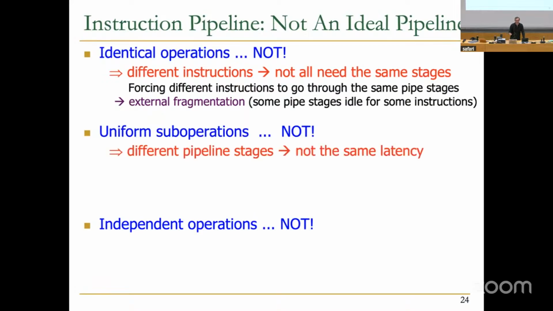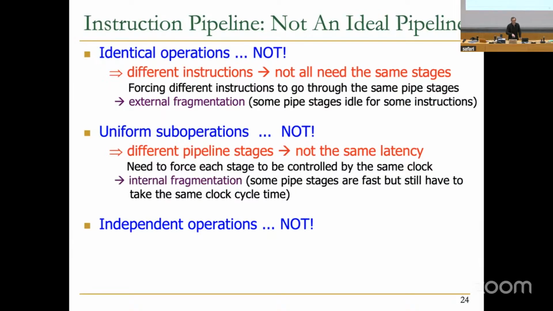Different pipeline stages are really not the same latency, and we also talked about this yesterday. But you have to force each stage to be controlled by the same clock. And as a result, you have some internal fragmentation in the clock, which means some pipe stages are fast, but still have to take the same clock cycle time. So you lose some performance from there also.